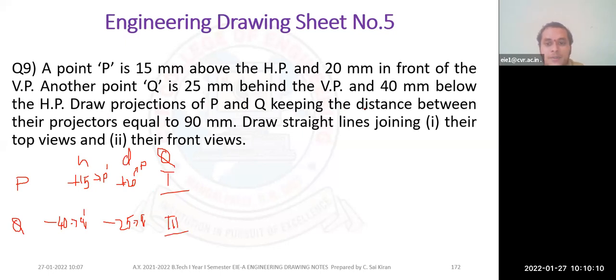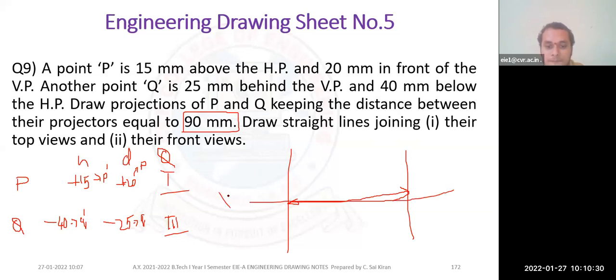So read the question once again. Make sure that P and Q are at a distance of 90. So whatever may be the P value, whatever may be the Q value, the distance should be 90 mm. And what they have asked is to join the top view. Suppose, okay, so I need to solve the problem.